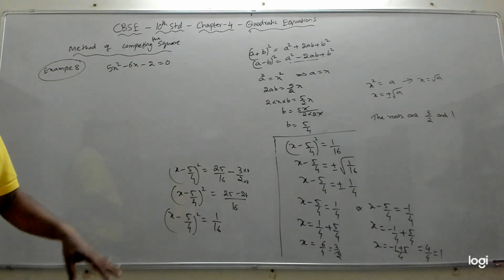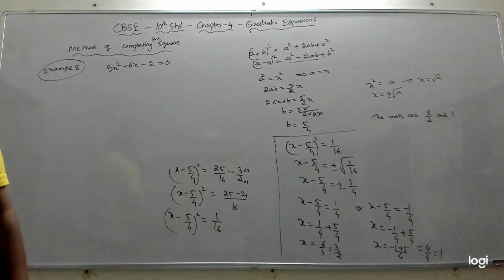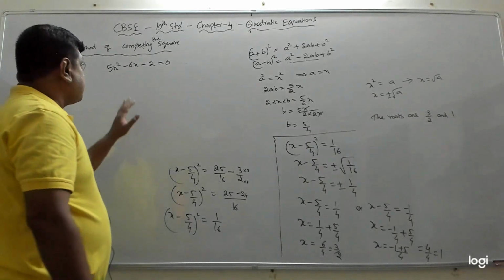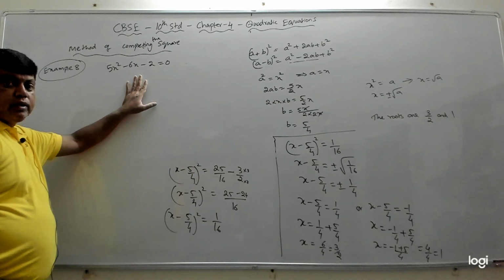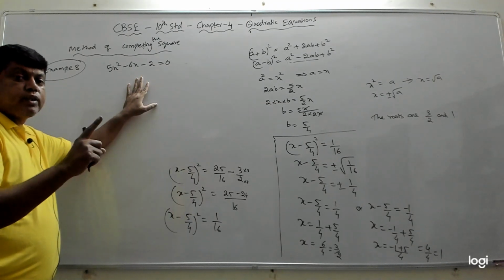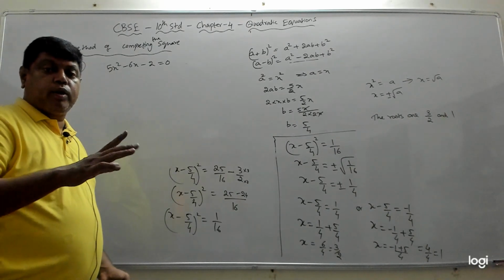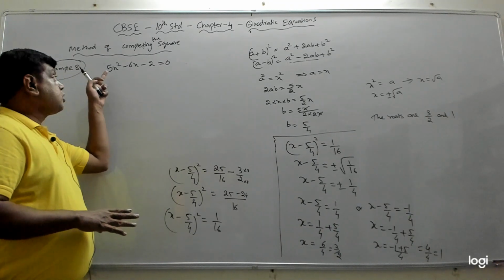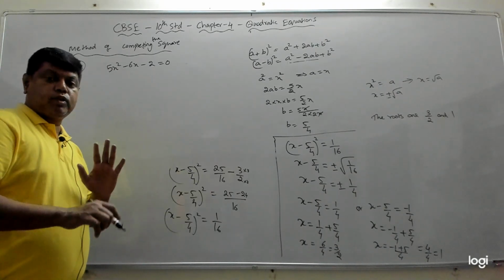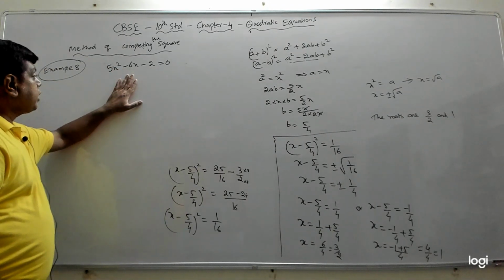We have to solve this and find the roots, which means we are going to find the value of x by the method of completing squares. Now, as I told you, for the method of completing squares, the first step is we have to make sure that the coefficient of x square is 1. Here it is 5. So we should make this 5x square to just x square. That is the first step in solving the quadratic equation by the method of completing square.